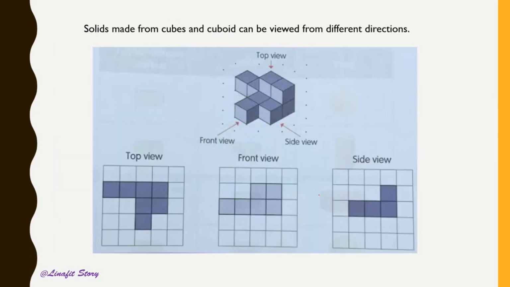Solids made from cubes and cuboids can be viewed from different directions. For example, over here, this is the top view, this is the front view, and here is the side view.